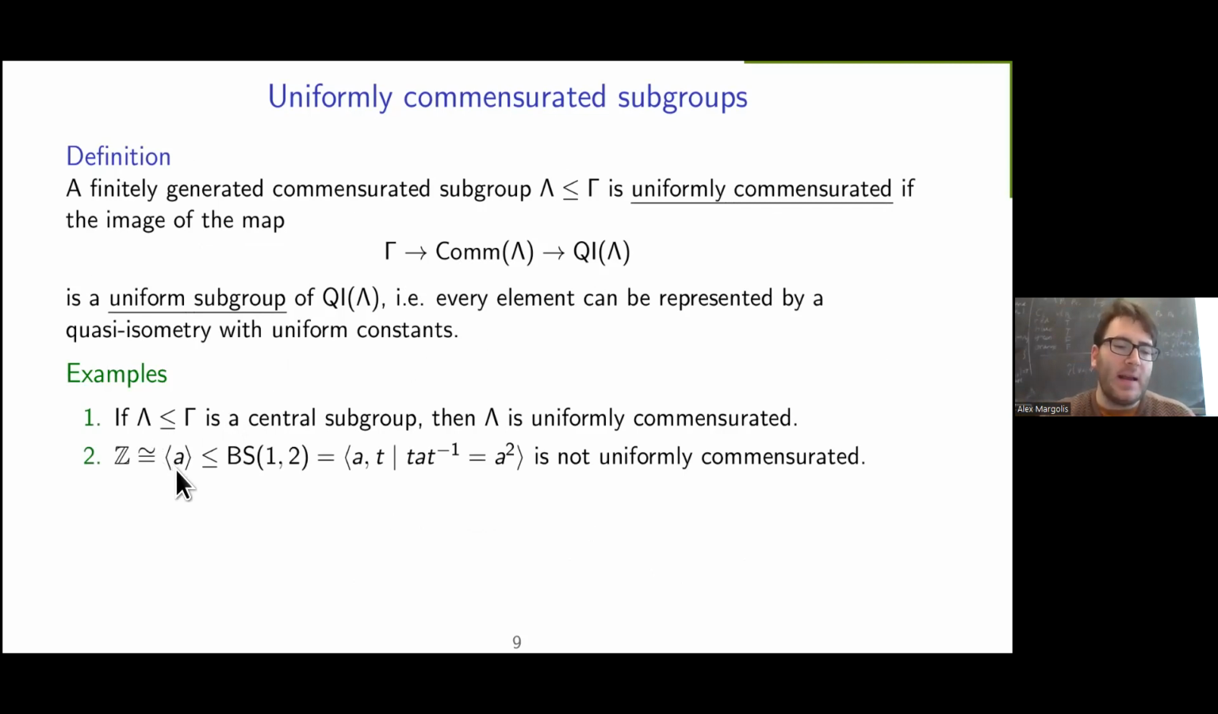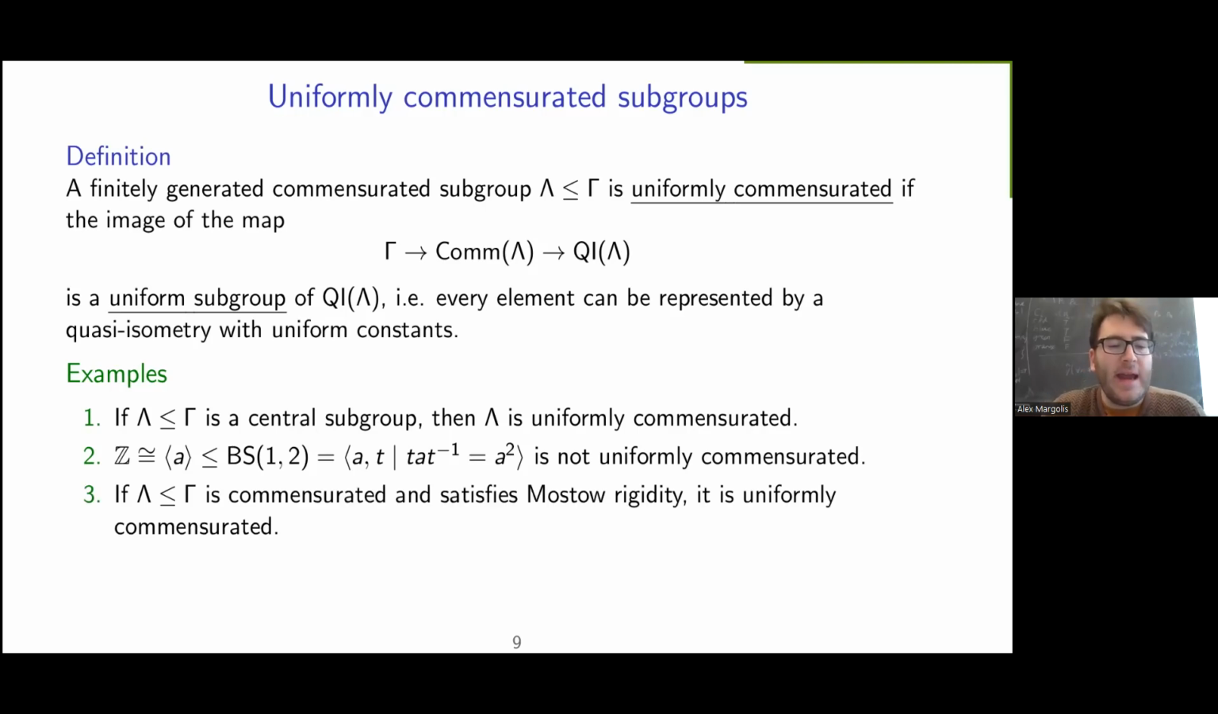The infinite cyclic commensurated subgroup of the Baumslag-Solitar group that we just saw is a commensurated subgroup that's not uniformly commensurated. The way to see this is that if we conjugate A by a large power of T, the action will take A to a higher power of A, and so it will induce a quasi-isometry with larger and larger constants. We can get the constants to be as large as we want by taking larger and larger powers of T. So this is a commensurated subgroup that's not uniformly commensurated.